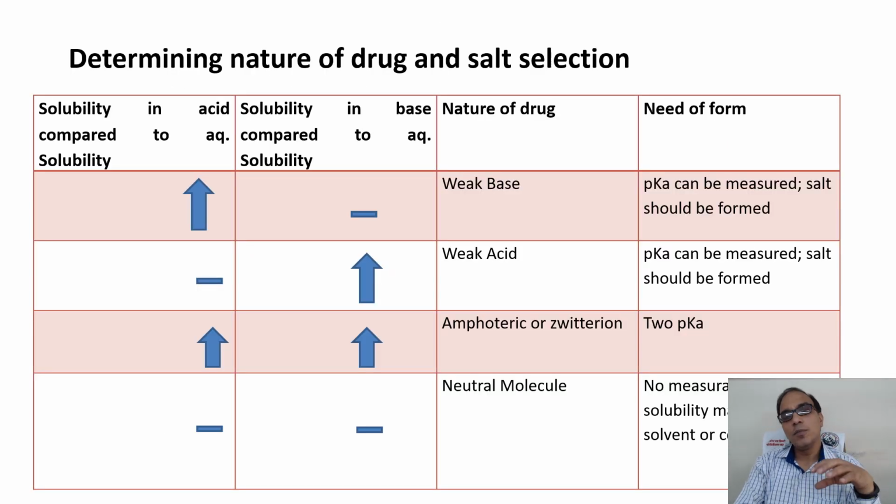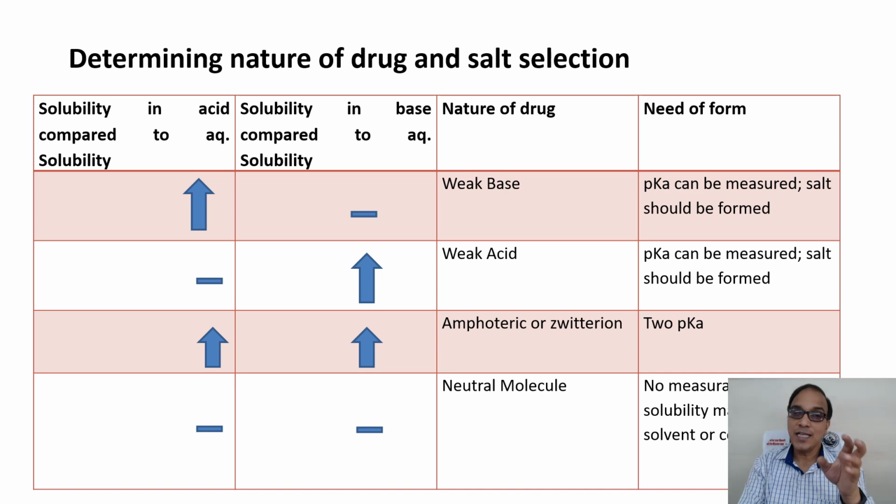Now see the solubility in acid compared to the aqueous solution. In the second column you are seeing solubility in base compared to the aqueous solubility. Then the nature of the drug is decided on these two factors, and the need of form, what kind of salt form, which kind of drug form is desired.